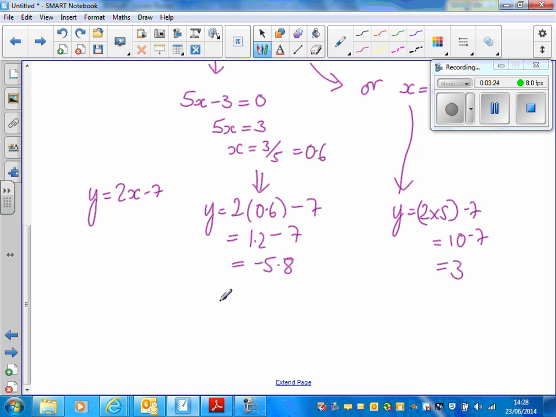Now make sure you pair these up properly. So on your answer line, you can write that x is equal to 0.6, y is equal to minus 5.8. Make sure those go together, or x is equal to 5 and y is equal to 3.